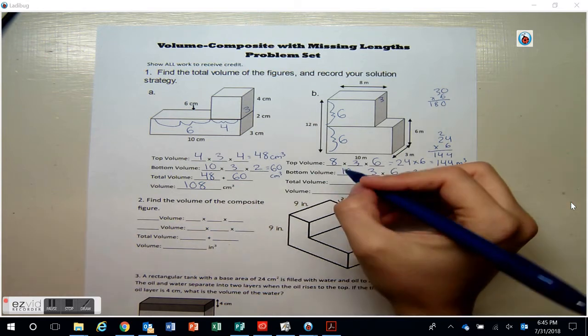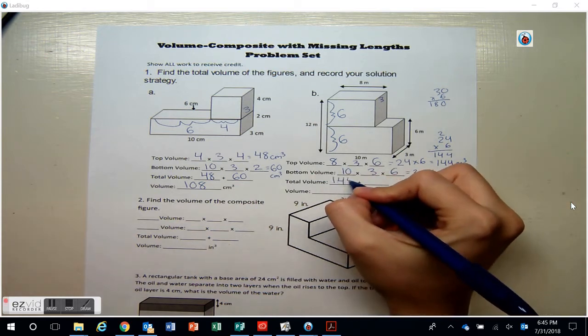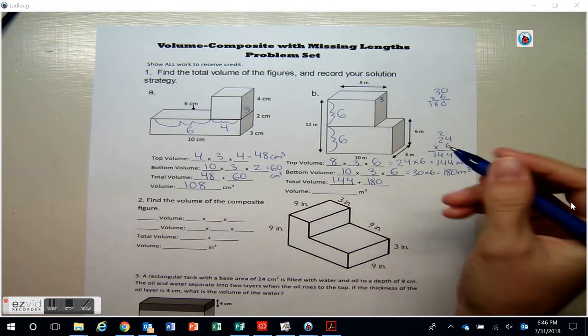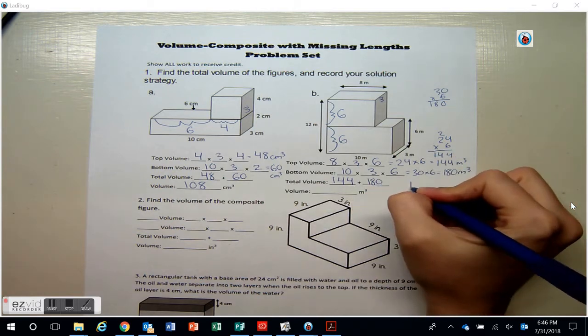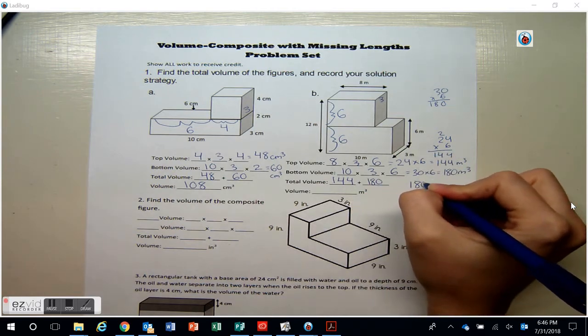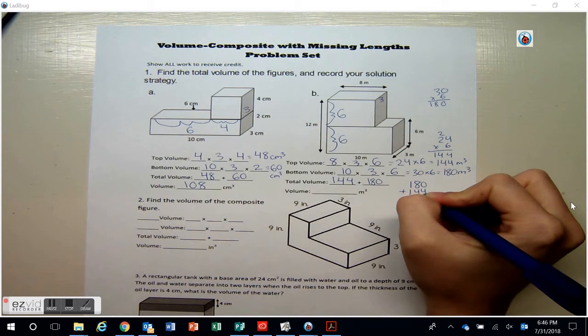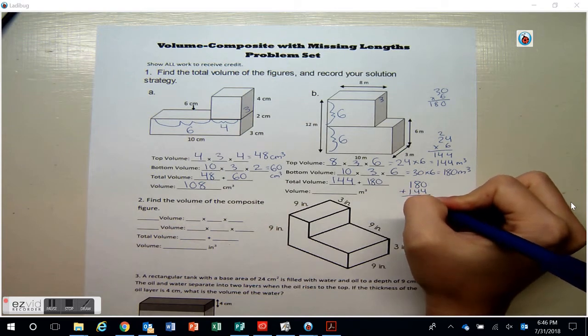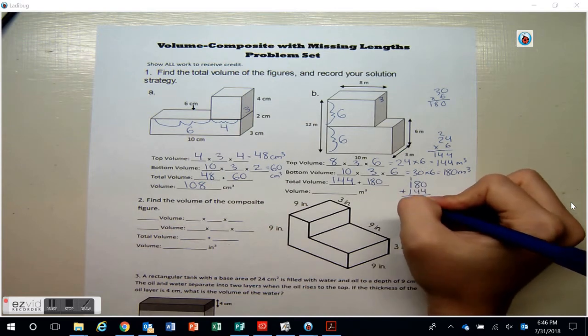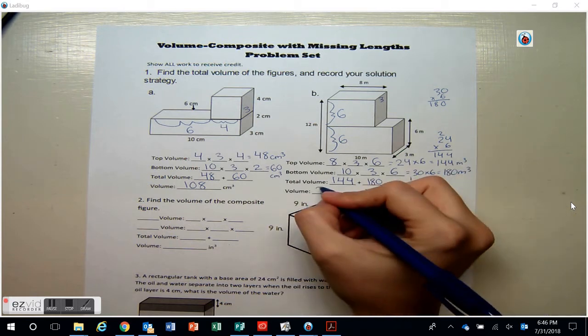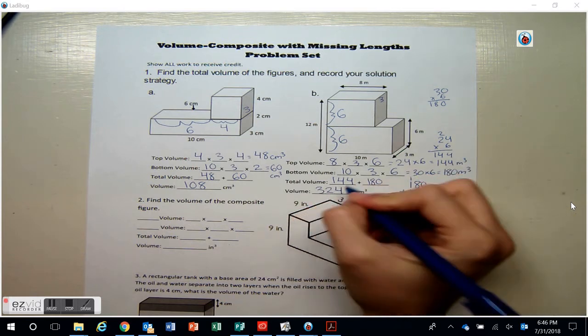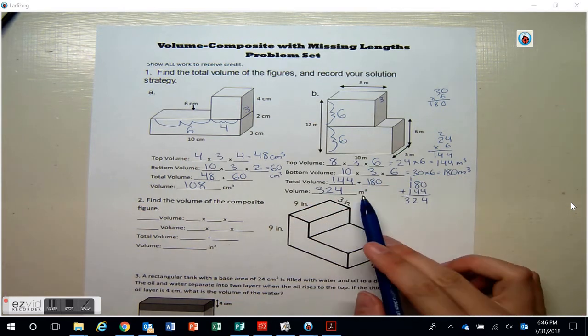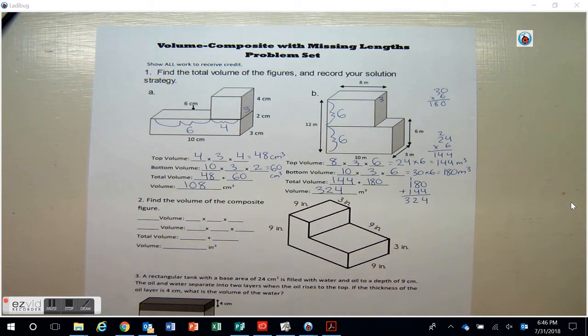So now I have 144 plus 180 to get my total composite volume. 0 plus 4 is 4, 8 plus 4 is 12, 1 plus 1 is 2, plus 1 is 3. So our total volume is 324 meters cubed.